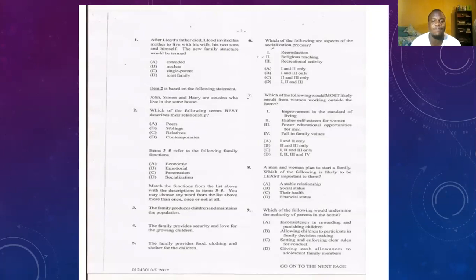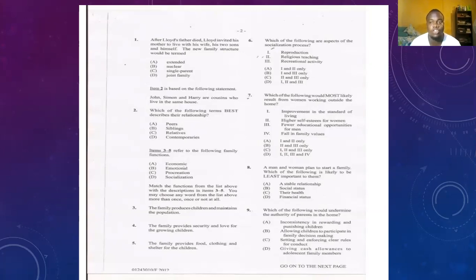Items 3 to 5 refer to the following family functions. A, economic, B, emotional, C, procreation, D, socialization. Match the functions from the list above with the descriptions in items 3 to 5. You may choose any word from the list above more than once or not at all. So 3 says the family produces children and maintains the population. That is C, procreation.